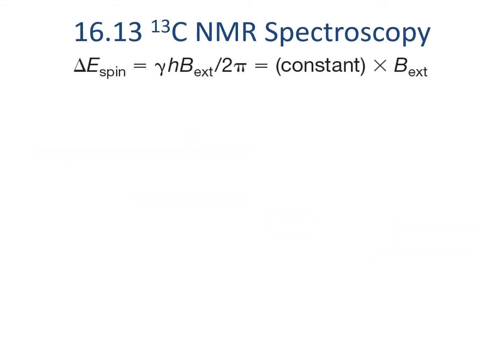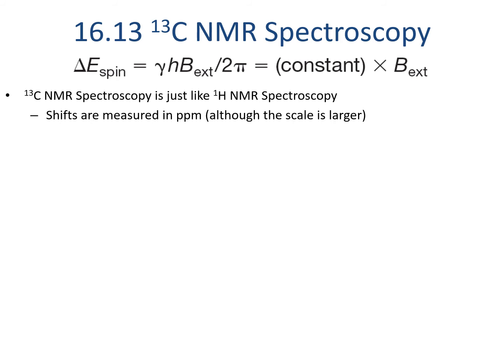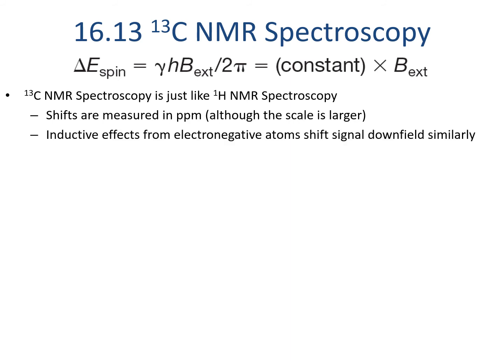We had talked before about how we could actually use different nuclei as long as the gyromagnetic ratio gives us a difference in radio frequencies that we can actually measure. Carbon-13 spectroscopy is a lot like proton spectroscopy. A couple of similarities include that we can measure shifts in parts per million. Even though the scale is larger on carbon-13 spectroscopy, we still do the exact same type of analysis. We know that inductive effects from electronegative atoms will always shift our signal downfield in the same way that they did for proton NMR, and magnetic anisotropy shifts also are going to be affecting the signals in a similar way.